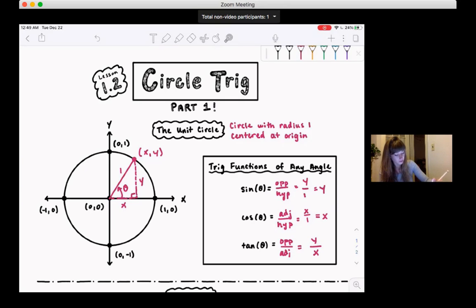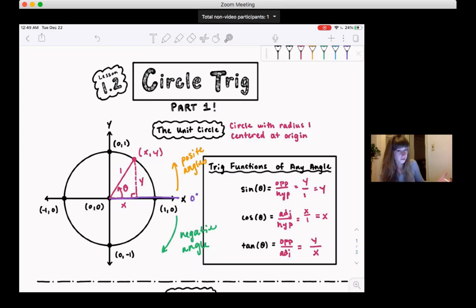A couple things. Right here, this point is 0 degrees. The point (1, 0), we say that's 0 degrees. And then we measure positive angles in the counterclockwise direction. And if we want a negative angle, we go clockwise. So a positive angle, I would start here and go around the circle. A negative angle, I would start here and go around the circle.